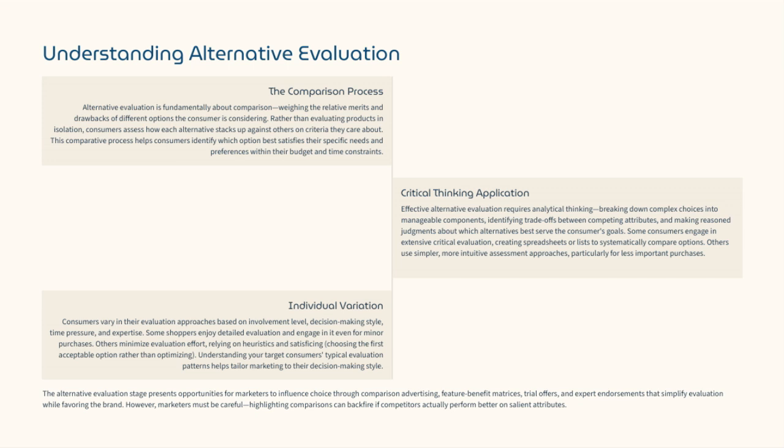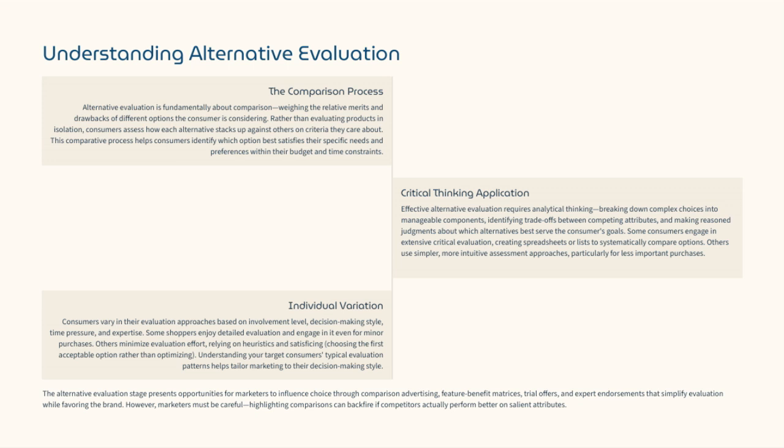Consumers themselves vary a lot in how they evaluate options. Some enjoy diving deep into details, even for small purchases, and their decision-making involves a lot of involvement and effort. Others prefer to minimize effort by using heuristics, simple rules of thumb, and satisficing, which means choosing the first acceptable option rather than the perfect one. Understanding your target audience's typical evaluation approach is essential. It helps you tailor your marketing strategies to match their decision-making style.